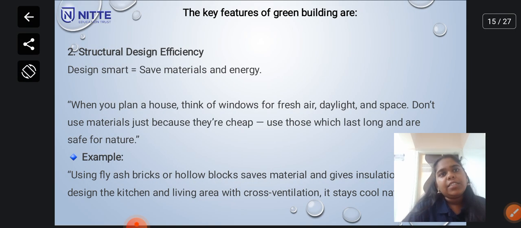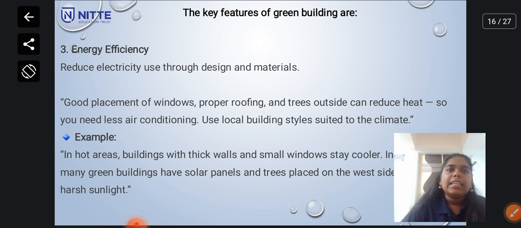Second one is structural design efficiency. Designing smart in the sense we have to save the materials and also energy. If you are planning a house, then we plan the windows and the rest correctly. If the windows are proper, you will get fresh air, daylight, and also some space. And don't use materials because they are cheap, opt for something which is long lasting and safe for nature.